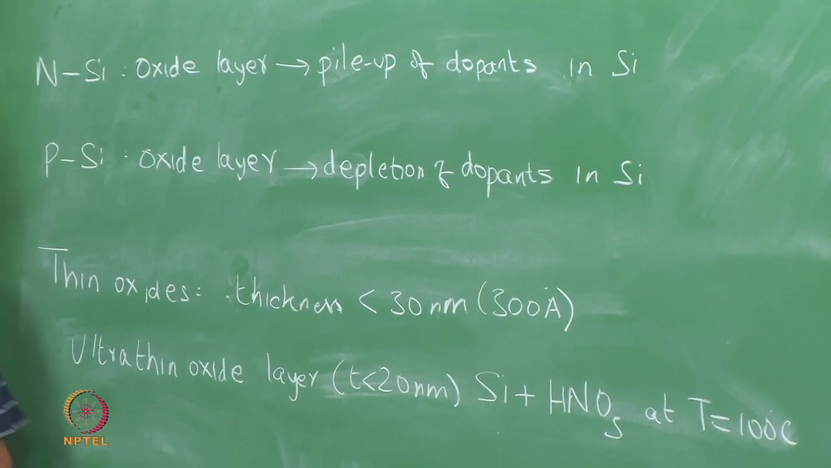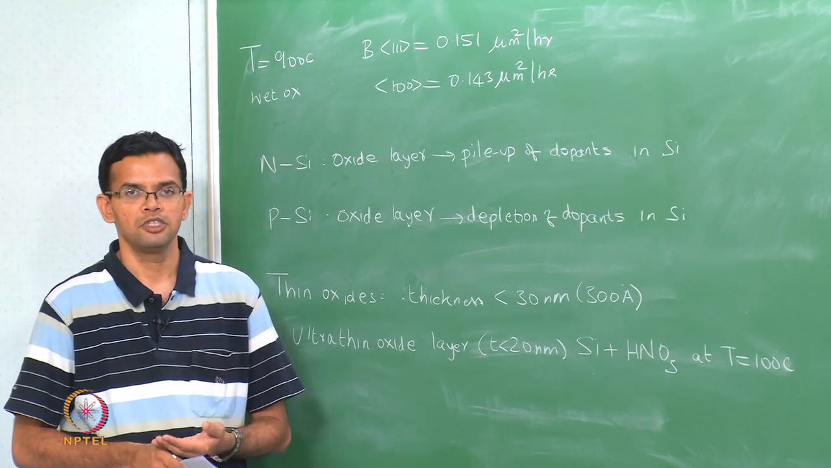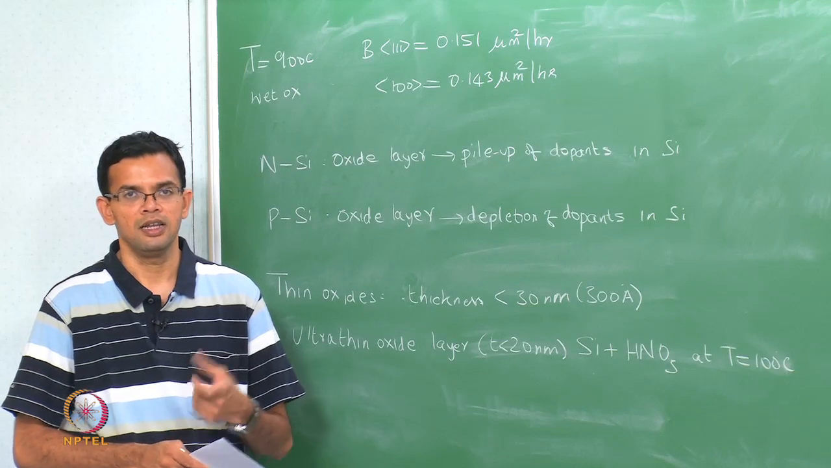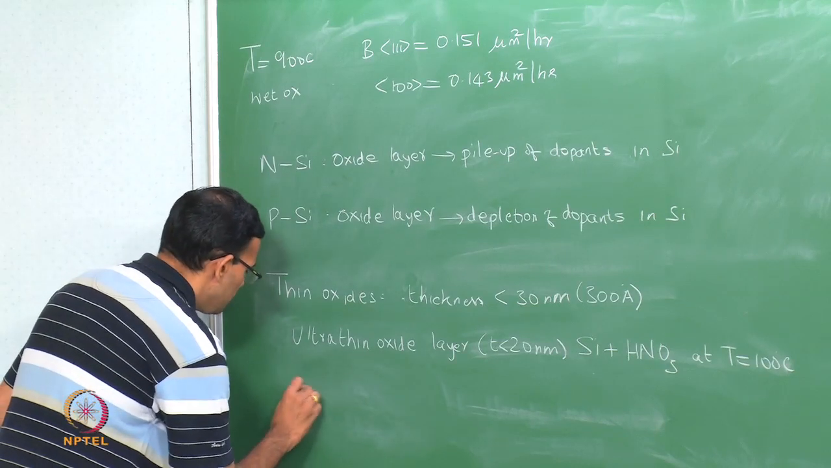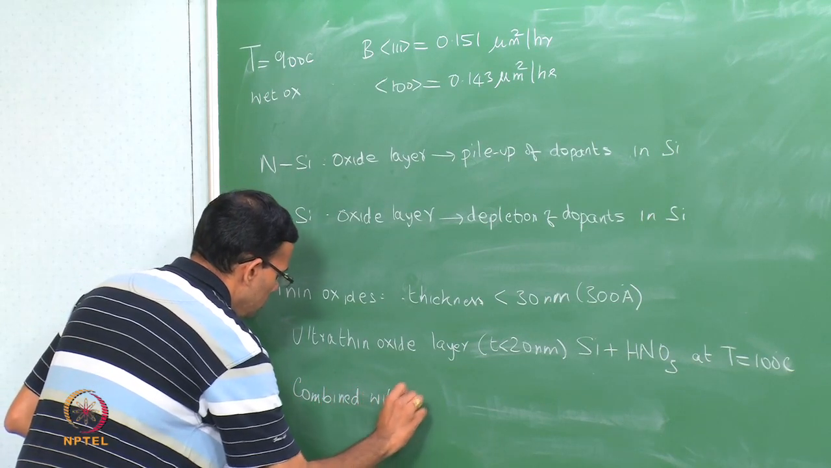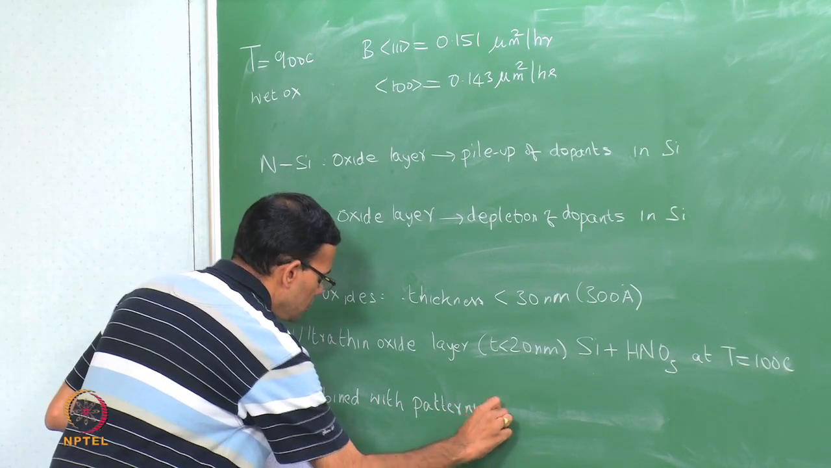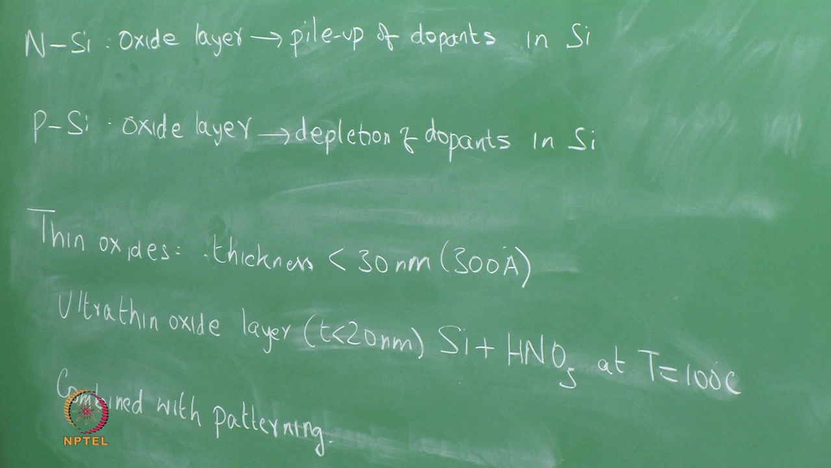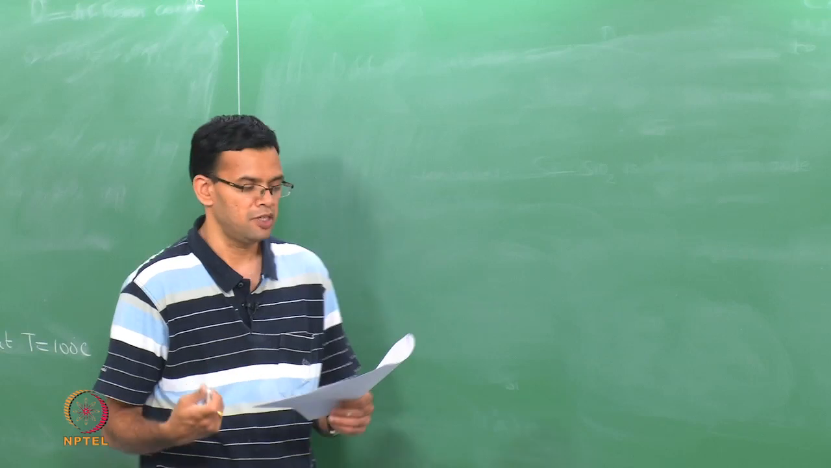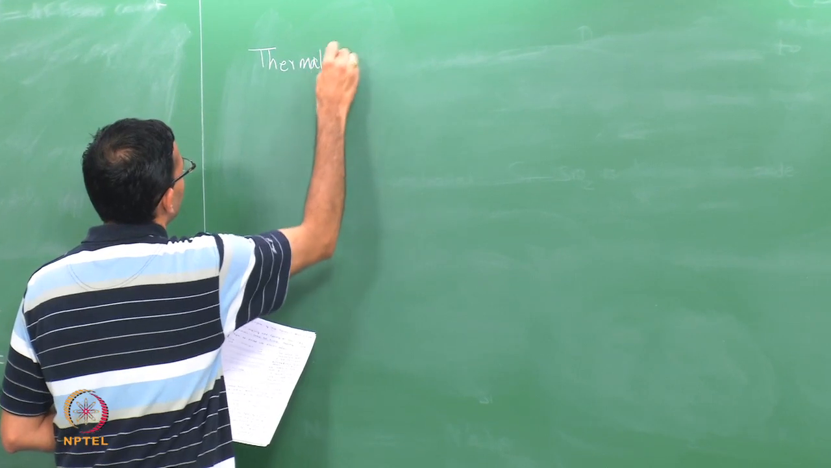The advantage of growing thin oxides in these low temperatures is that these can be used with a regular patterning process so that we can grow oxide layers at really small areas. So, thermal oxides are usually grown in a furnace. It is a batch process, so that multiple wafers are grown at the same time.